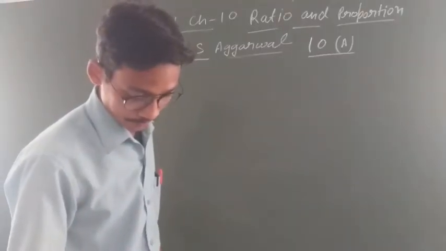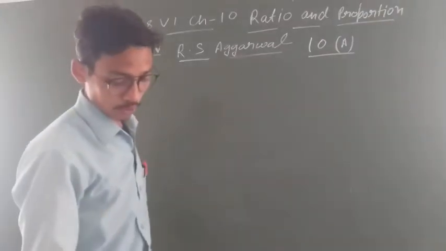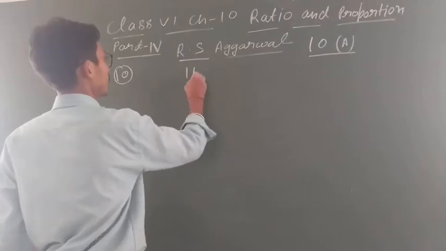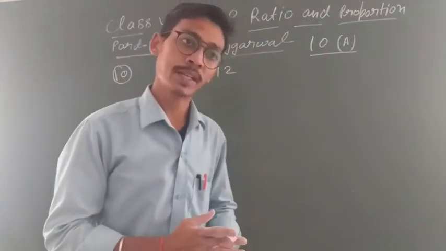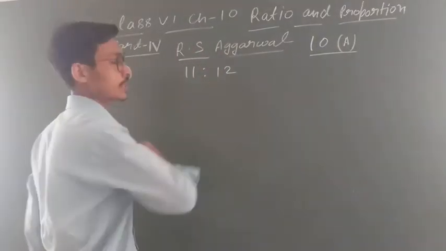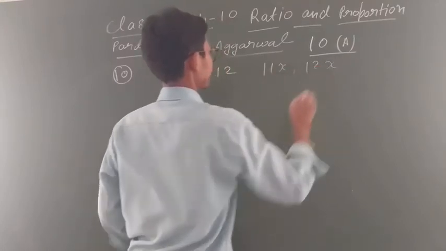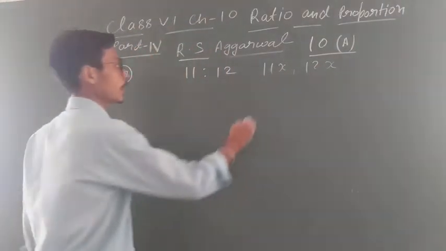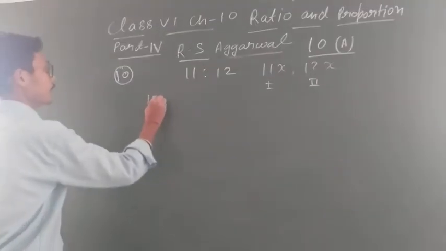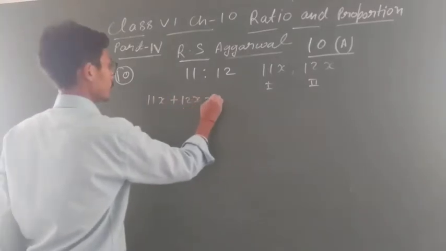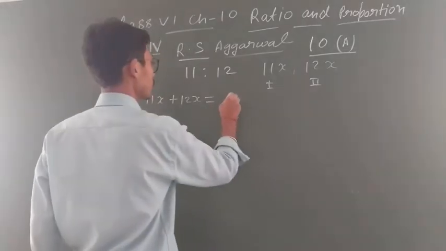Here I am going to start question number 10. Look, question number 10 is given, students. Two numbers are given in the ratio 11:12. Is that clear? Now you know that the ratio is given, but you don't know the actual values. You can write 11x and 12x. This is our first number, this is our second number. The sum is given, students, in this case 460.